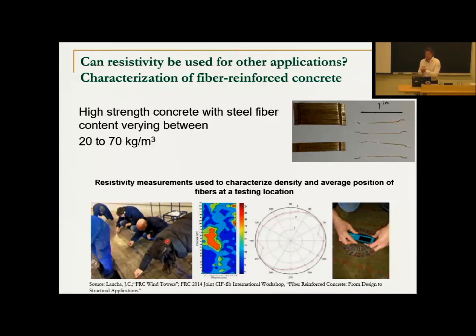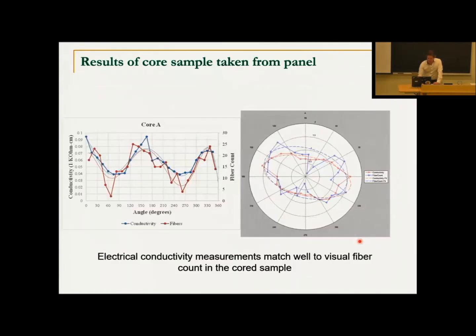Can they be used for other applications? Well, we used resistivity to try and characterize steel fiber reinforced concrete. Could we characterize the fiber distribution, fiber placement, and fiber volume? And we did these tests on high-strength concrete with different steel fiber orientations. We took measurements in a circle across different paths, and what we found is that how these patterns varied indicated the fiber content and the preferred or nominal fiber direction for the most part.